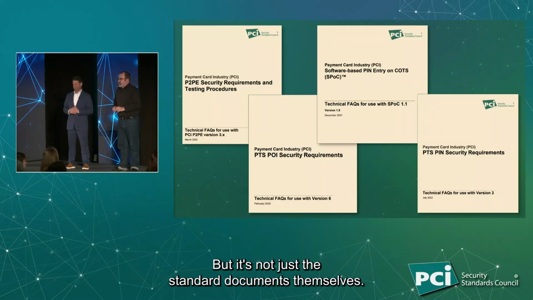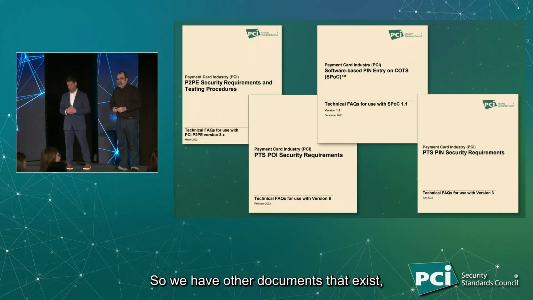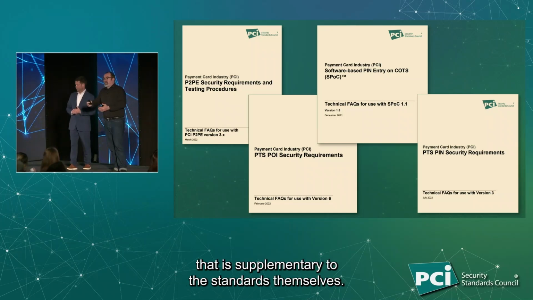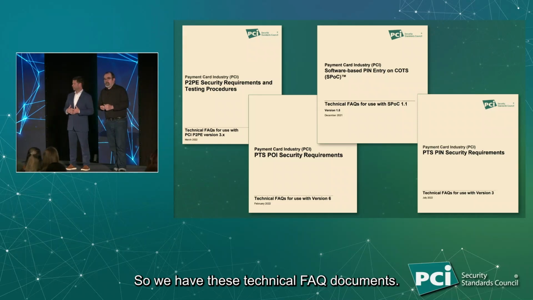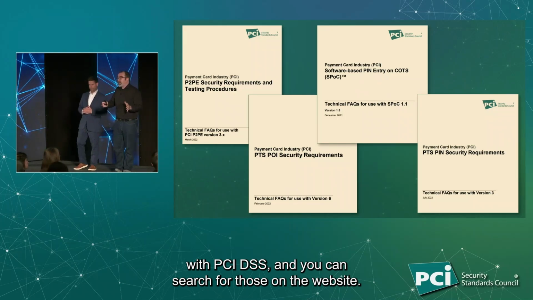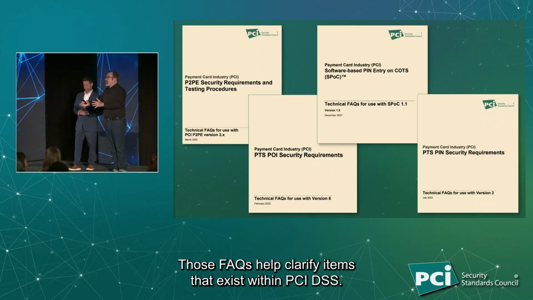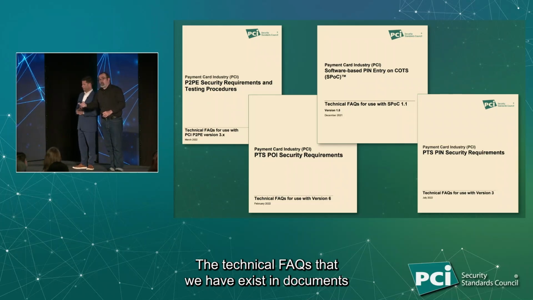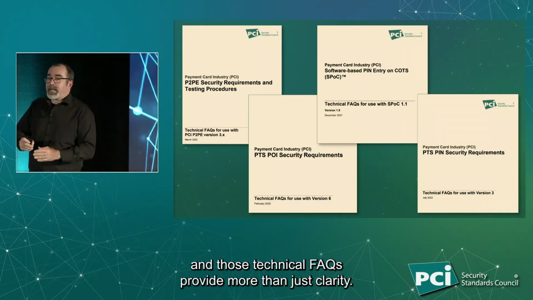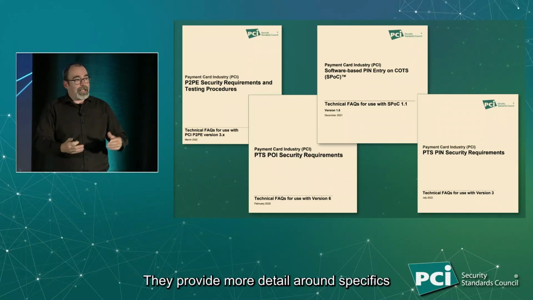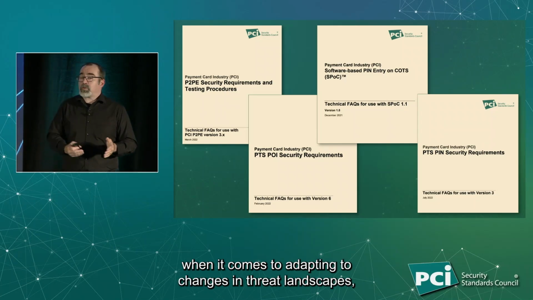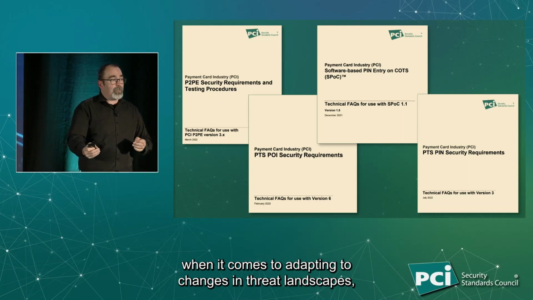But it's not just the standard documents themselves. We have other documents that exist, and these documents provide guidance, but they can also provide information that is supplementary to the standards themselves. So we have these technical FAQ documents. You might be familiar with the FAQs that we have with PCI DSS, and you can search for those on the website. Those FAQs help clarify items that exist within PCI DSS. The technical FAQs exist in documents that are in our resource library, and they provide more than just clarity. They provide more detail around specifics when it comes to our standards, and they allow us to be a little bit more agile when it comes to adapting to changes in threat landscapes, to adapting to changes in technology.